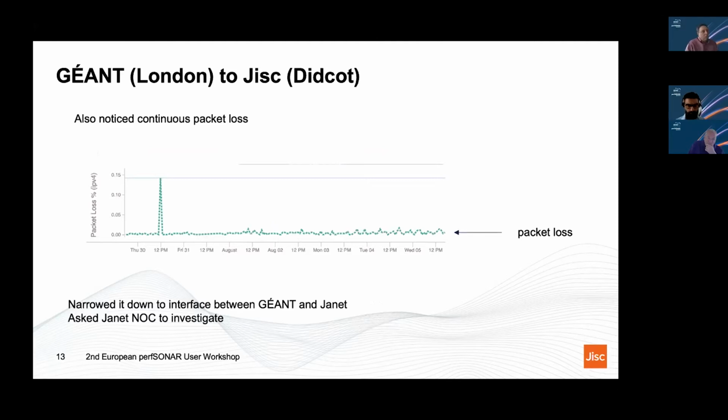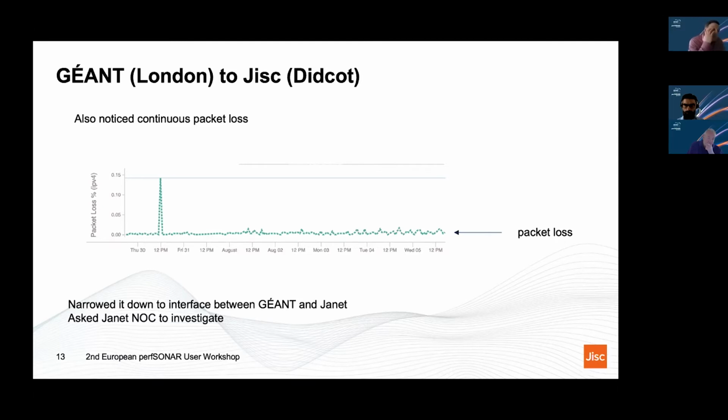So along with drops in the throughput, we noticed a continuous packet loss. And you can see it there at this relatively low level on the left-hand side, apart from, ignore the spike, but it increases towards the right-hand side. And this was between a GÉANT perfSONAR host in a London data center and the Jisc perfSONAR host in Harwell in Oxfordshire, Didcot Harwell. So this allowed us to narrow down the problem somewhat.